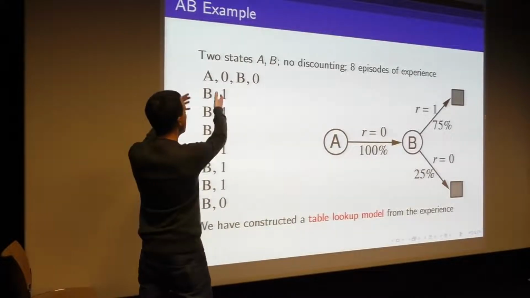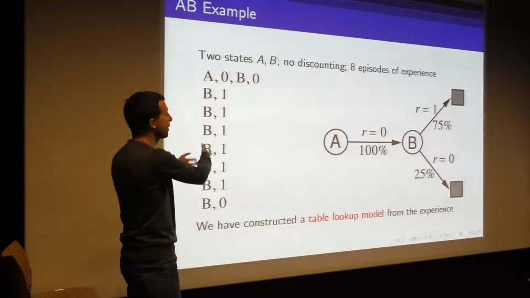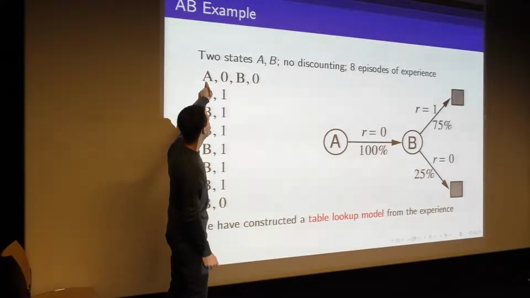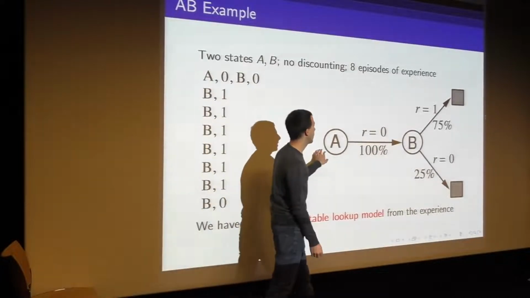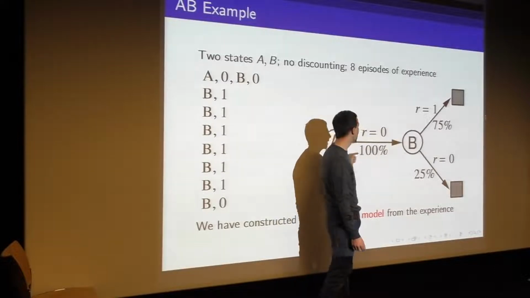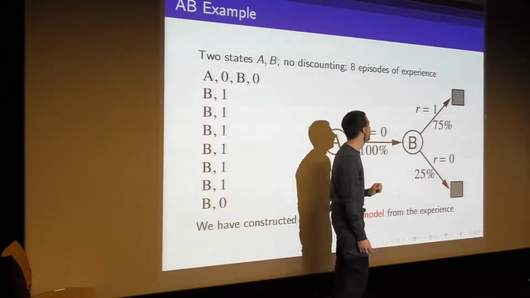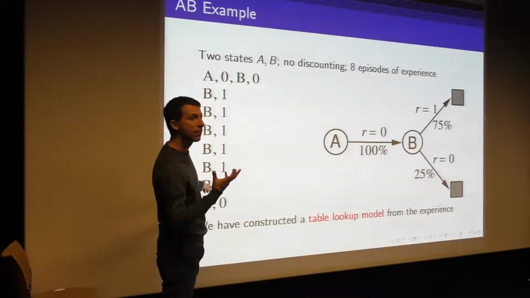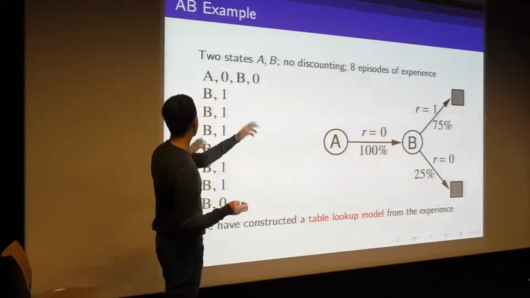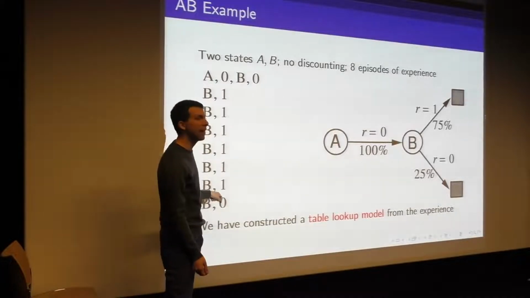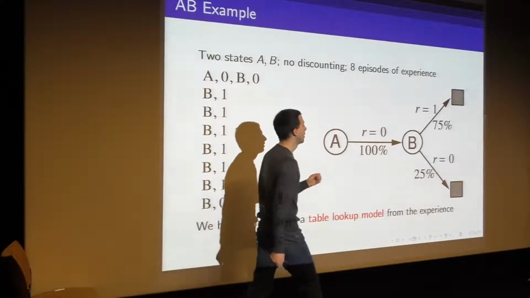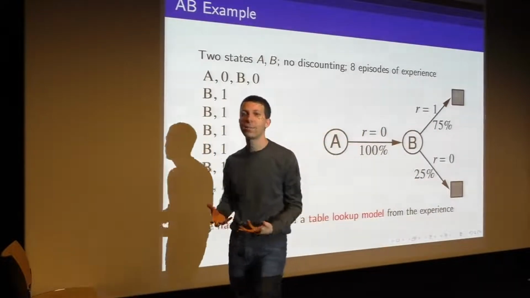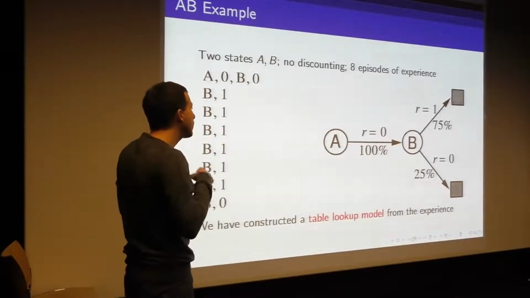We're going to build the table lookup model that corresponds to these counts and these rewards that we've seen. All we need to do is count, and say, well, every time I was in A, I transitioned to B. So I can make this transition here to say 100% of the time I transition from A to B. And I can count that from B, on 6 out of 8 of my occasions, I transition to the terminal state with a reward of 1. And on 2 out of 8 occasions, I transition to the terminal state with a reward of 0. So that gives me these two arcs here. So it's just counting. That's all that's required to make a table lookup model. So now we've got a table lookup model.